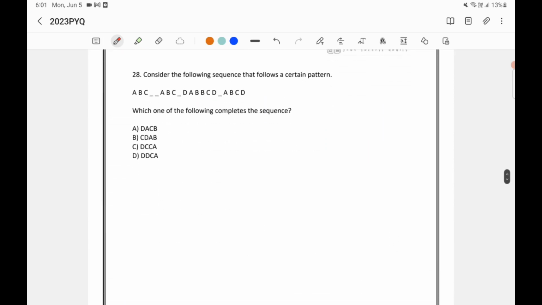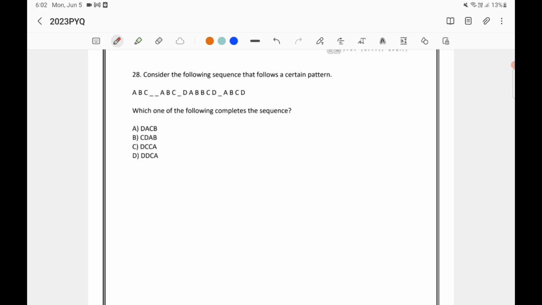Consider the following sequence that follows a certain pattern. That is, a pattern is given. I have already told you in my lecture videos that if you get a sequence like this, you have to first count how many terms are there in the sequence, and then you need to divide it into equal parts.